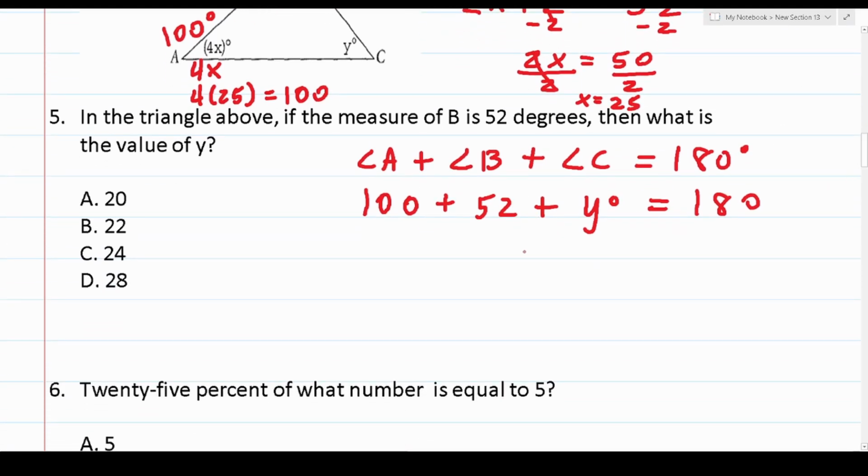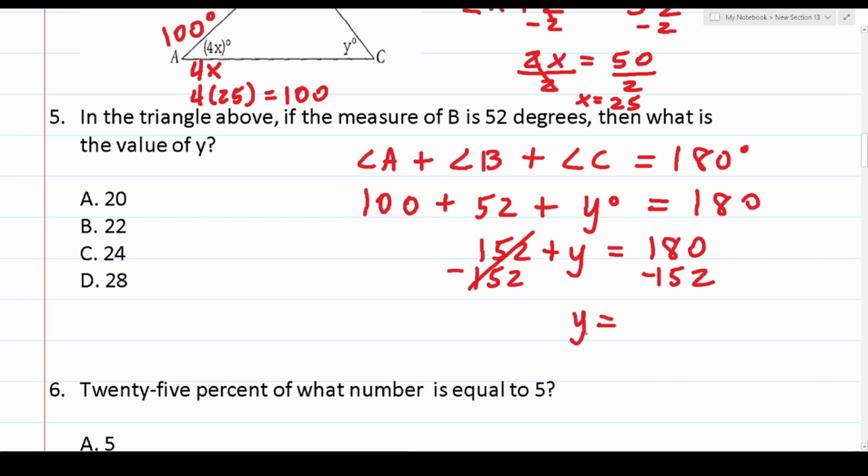Now we're just solving for y, so let's go ahead and work on doing that. 100 plus 52 is 152 plus y, and I'm going to drop the degree symbol right now, equals 180. Subtract 152 from both sides. This crosses out over here, leaving you with just y on this side.